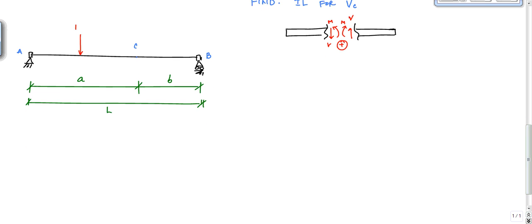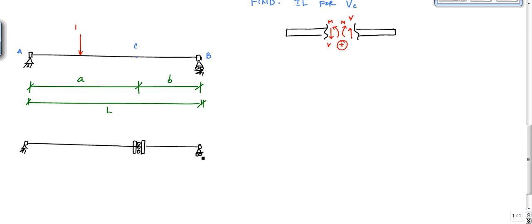Let me draw this. Right about here. Draw some wheels, a roller. Those blocks indicate that I can transfer some moment still. And I've got this right here.